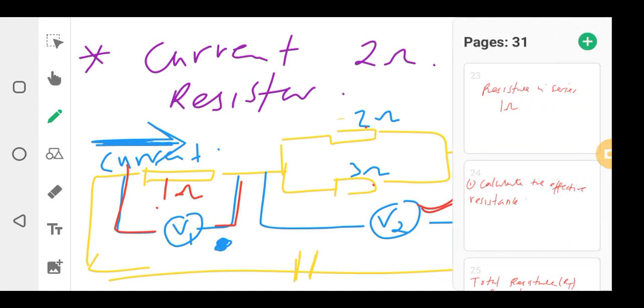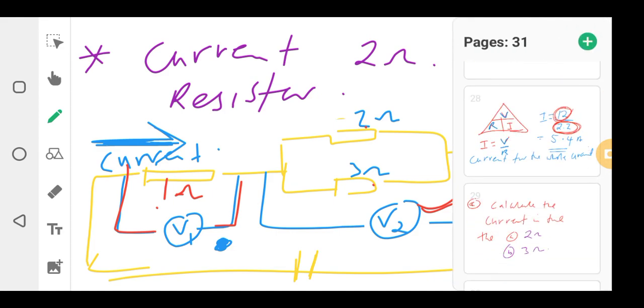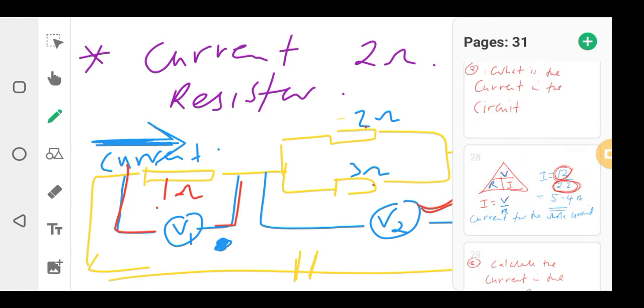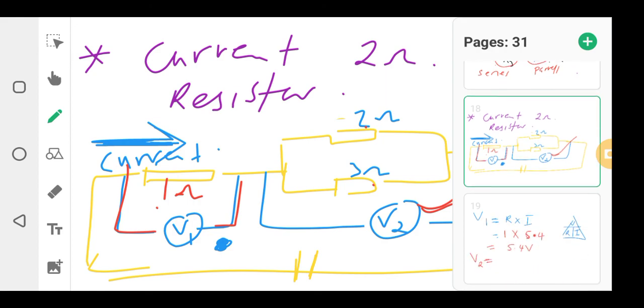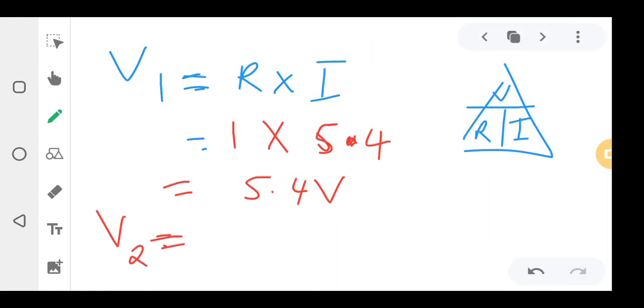We calculated V1. Where is the calculation for V1? Don't want to lose my calculation. It's this one. So V1 is this one. So V2 will be equal to 12 minus V1, which is 5.4. So 12 minus 5.4. What answer do you get?